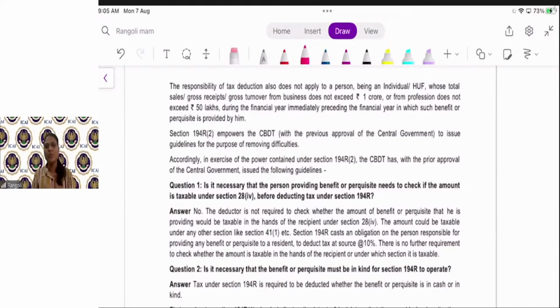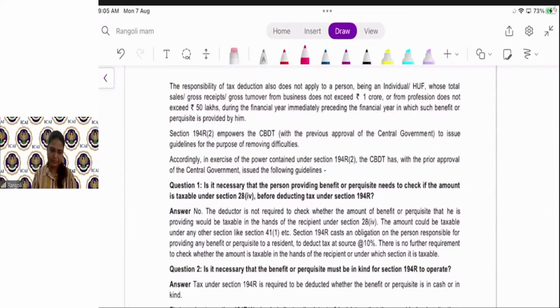What you need to check as a payer: if I am providing benefit to someone else and the benefit is more than 20,000, then I need to deduct TDS at the rate of 10%. Whether the person is offering the income under section 28, under section 56, under section 41, it is none of my business. What I need to check is whether the benefit is more than 20,000. If yes, then I need to deduct TDS under section 194R at the rate of 10%. That's it.